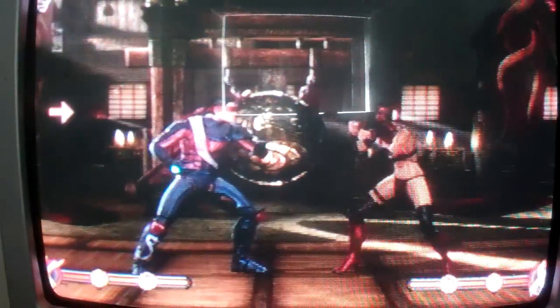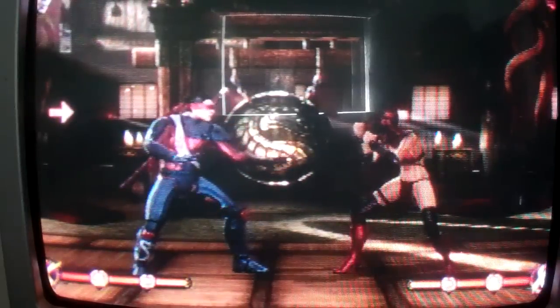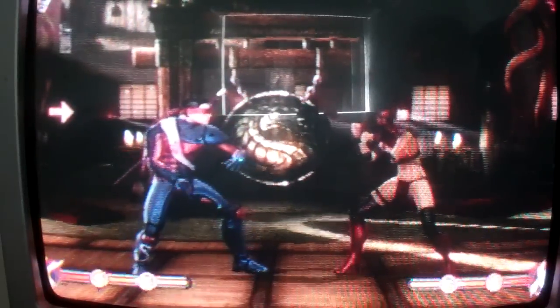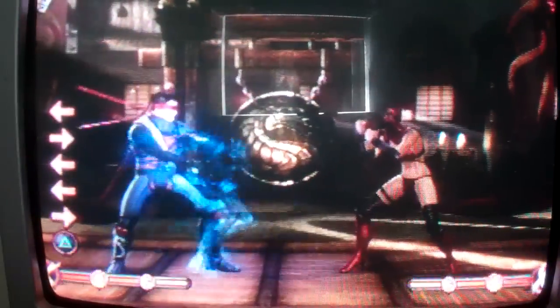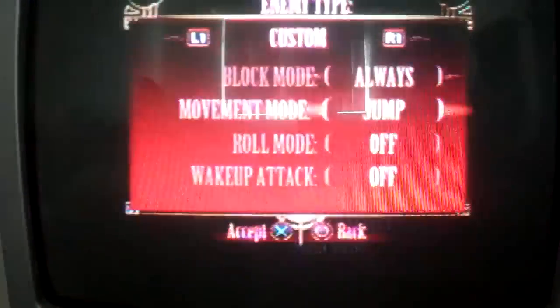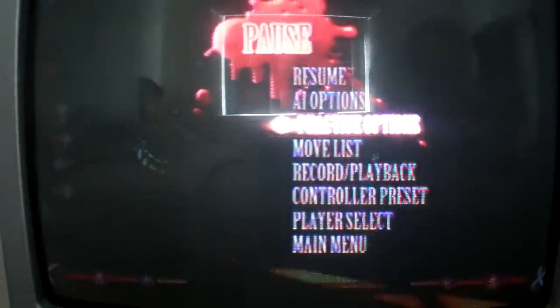Now frame disadvantage is the opposite. That is when you block or get hit by a move and it has disadvantage. So using Kenshi's shoulder tackle as an example, you block his shoulder tackle, he's at -10. As you see, Scarlet jumps first before Kenshi can, because you're at 10 frames of advantage before Kenshi can move when you block that.